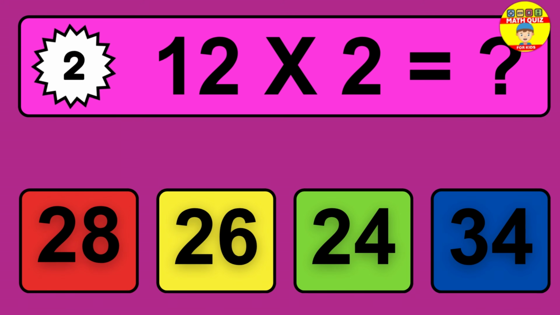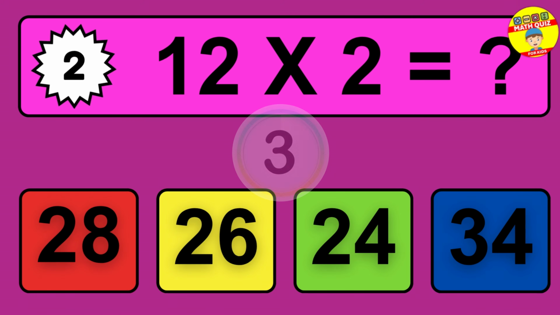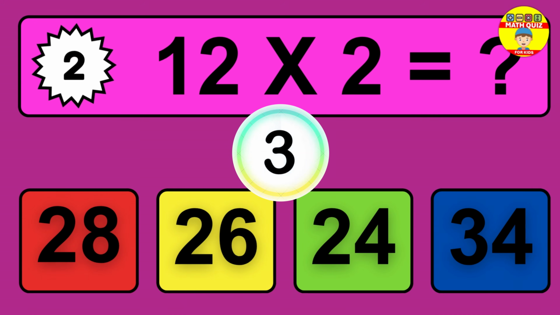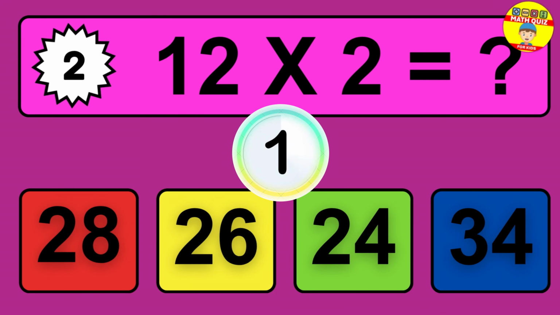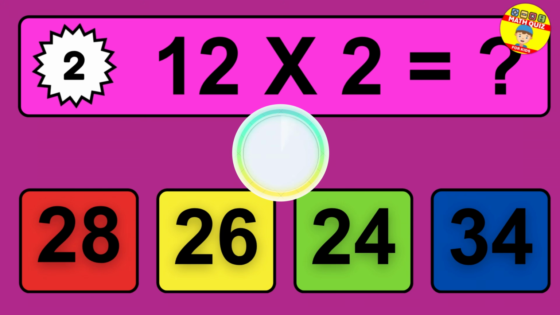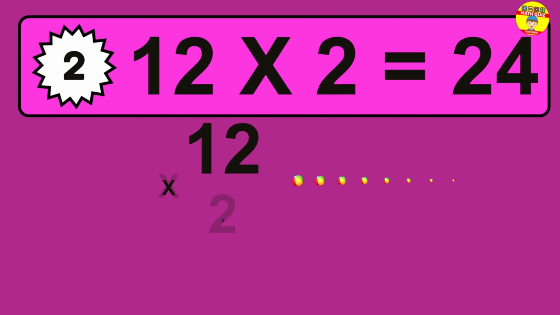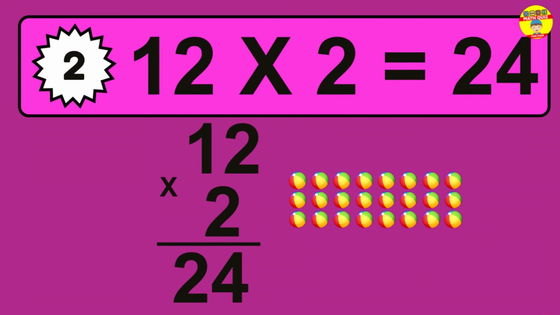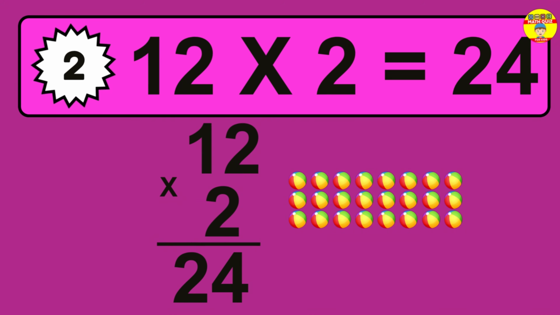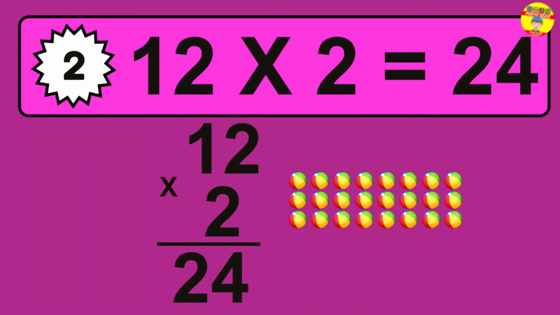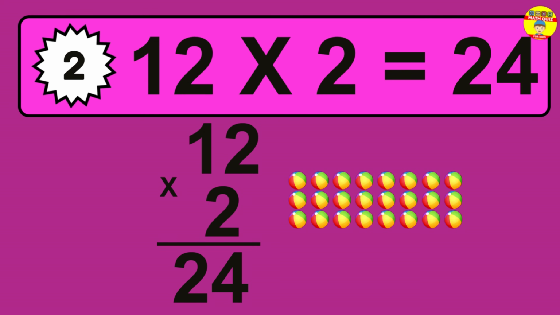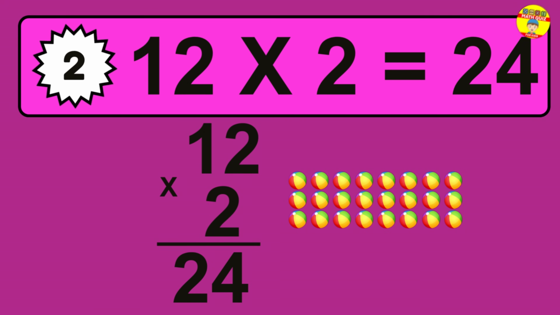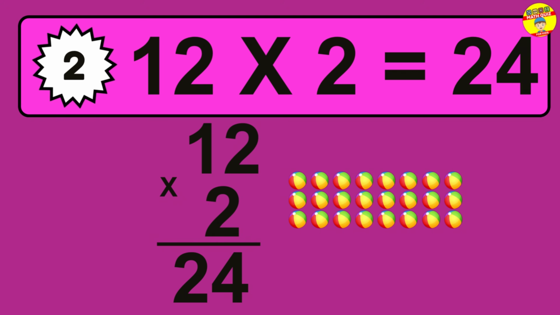Question 2. 12 times 2 equals what? So the answer is 12 times 2 is 24. To calculate, we have 12 groups with 2 balls each one. So how many balls do we have? 24 balls.